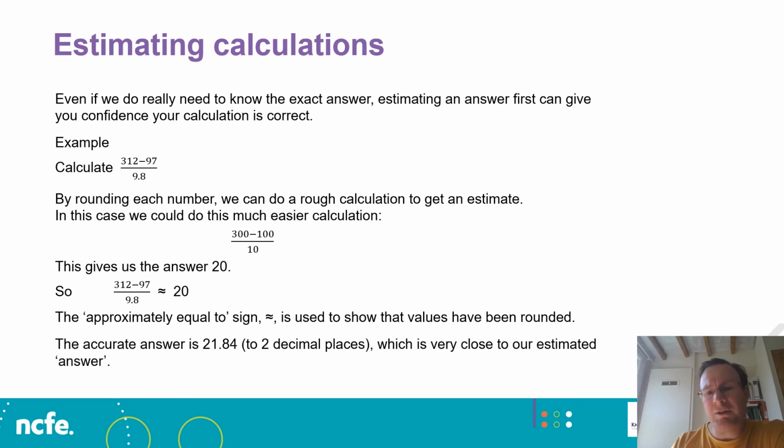So the right answer, if you did get your calculator out, would have been 21.84, which is pretty close. So, in the broad scheme of things, it gives someone an indication of what that figure was. And it shows that when you completed your final full calculation, you knew you were in that right ballpark.